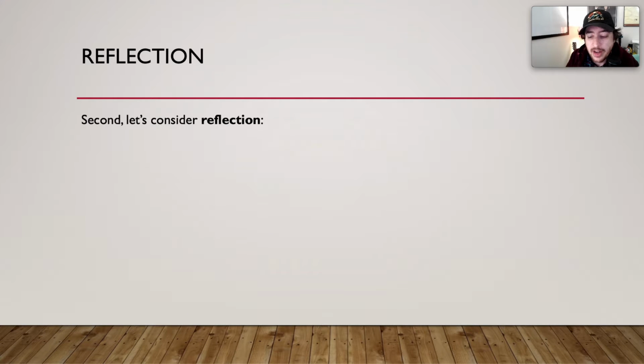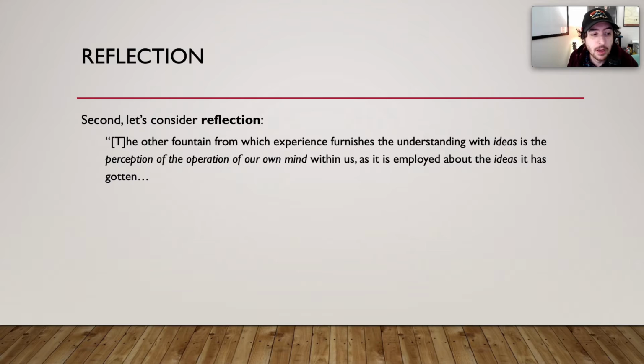Remember, there's this other aspect of experience that is going to help supply the mind with its ideas and knowledge, according to Locke. It's what he calls reflection. "The other fountain from which experience furnishes the understanding with ideas is the perception of the operation of our own mind within us, as it is employed about the ideas it has gotten." So here the idea is, sensation is about our perception of external objects, the experiences that make us aware of external objects. But reflection is about a faculty that perceives not external objects, but internal objects of our mind, so to speak.